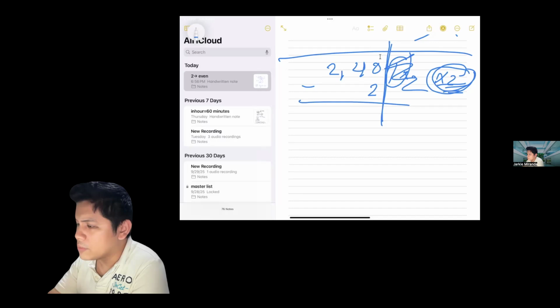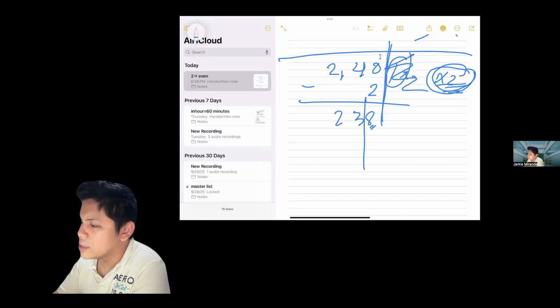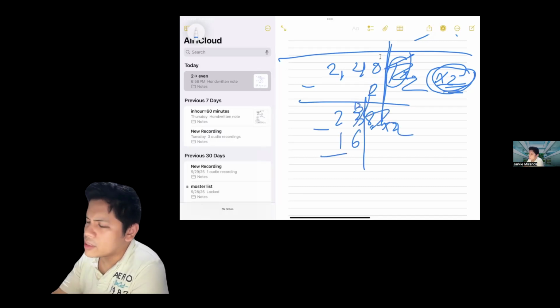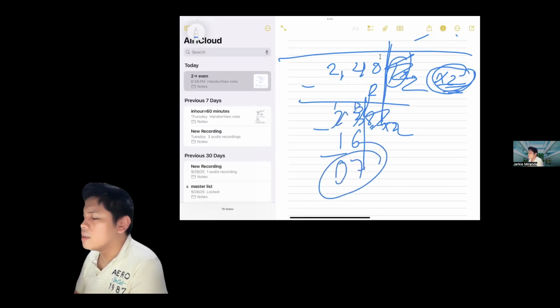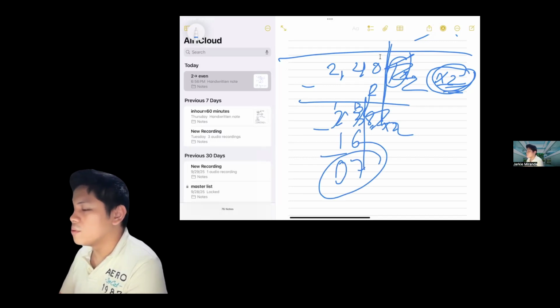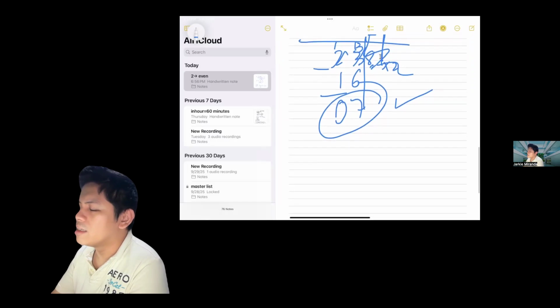240 minus 2 gives you 238. Okay? The next step, the last digit now is 8. Disregard this. 8 times 2 is 16. So, write 16 here. And disregard this already. 23 minus 16 is 7. The ending number is 7. Is 7 divisible by 7? Of course it is. So, it is divisible by 7.